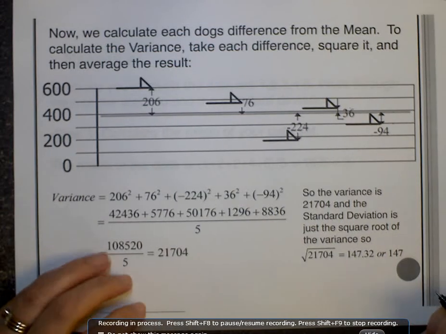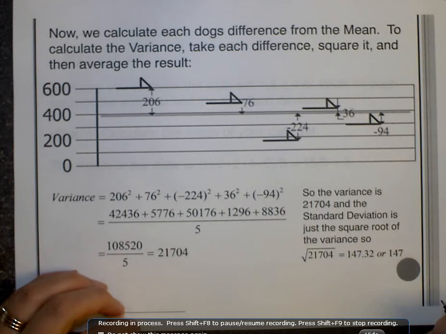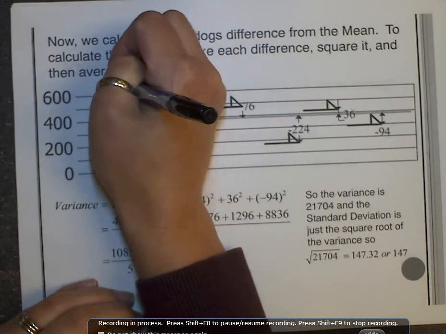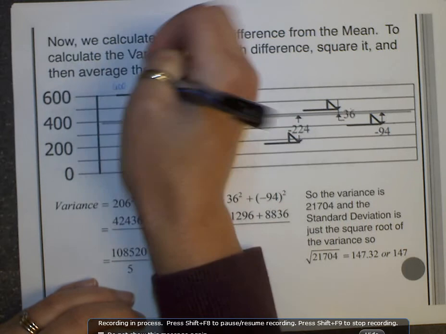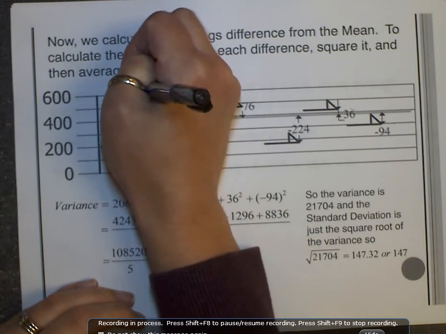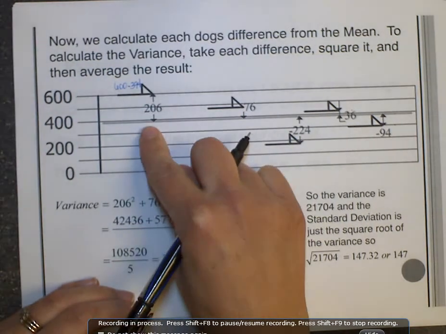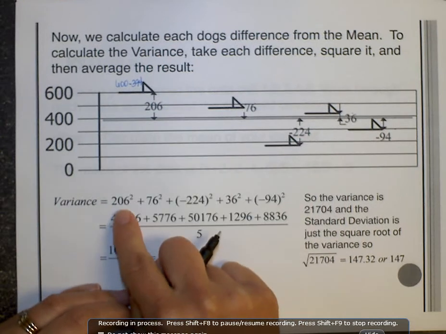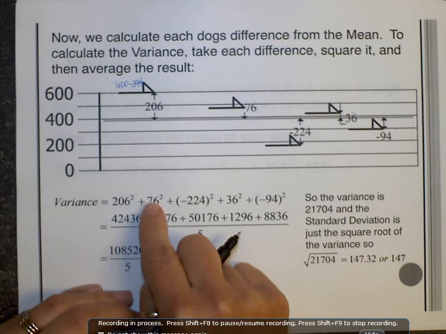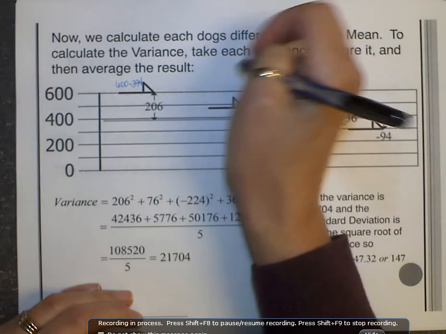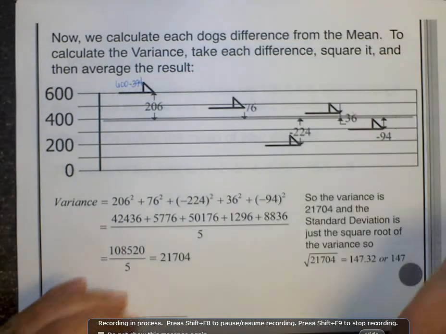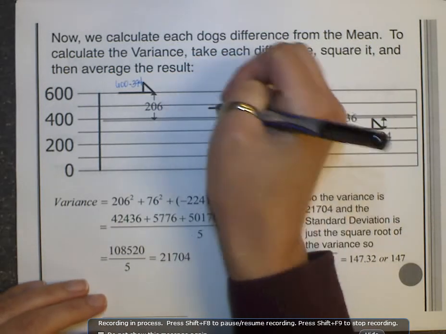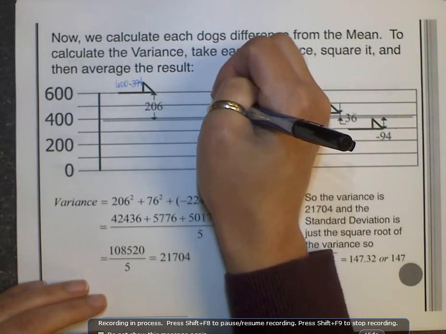So what do we do next? Well, our first dog measured at 600 millimeters high. So we go 600 minus 394 is 206. Then the variance term is 206 squared. Our next dog stood at 470. Shoulder height was 470.